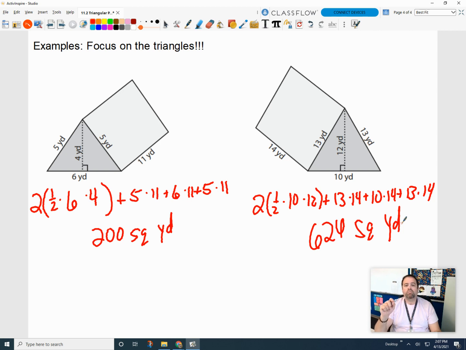Your homework is a Google form, just like we did for the rectangular prisms. When you put your answers in, make sure you include the units. If you don't put the units in there, they will get flagged as incorrect.